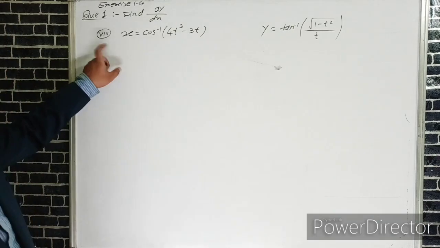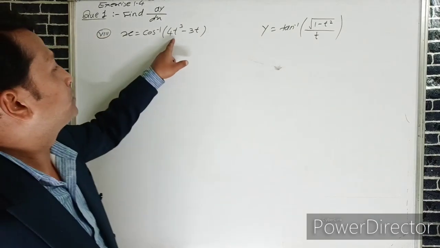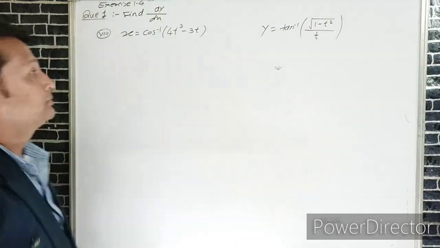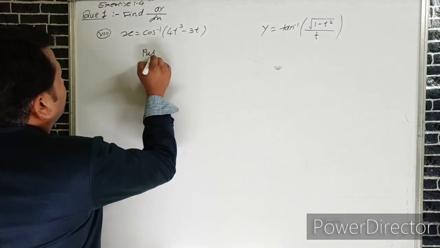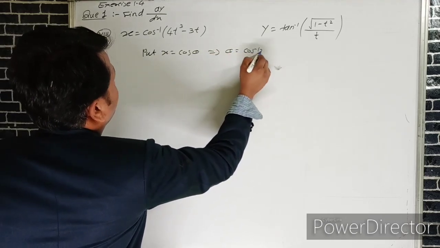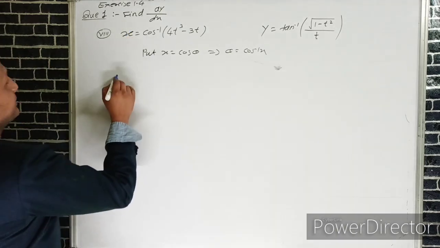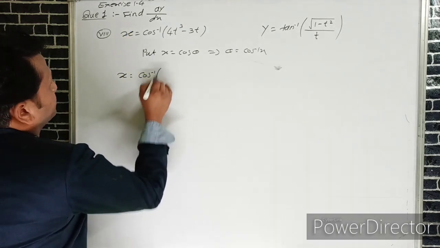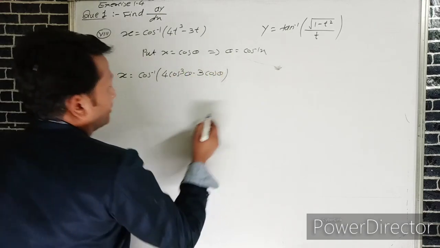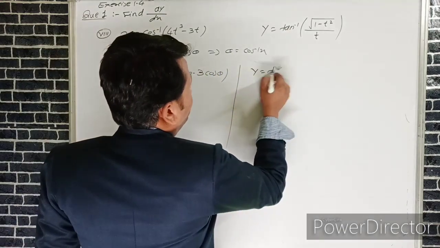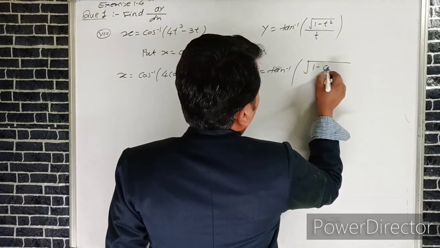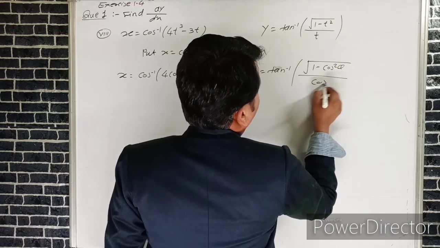Next one again we can solve this example. Here x is equal to cos inverse of 4t cube minus 3t and y is equal to tan inverse of under root of 1 minus t square upon t. Now if we put t is equal to cos theta, then theta becomes cos inverse of t. Here we can write x again, x is equal to cos inverse of 4 cos cube theta minus 3 cos theta. Again y is equal to tan inverse of under root of 1 minus cos square theta upon cos theta.